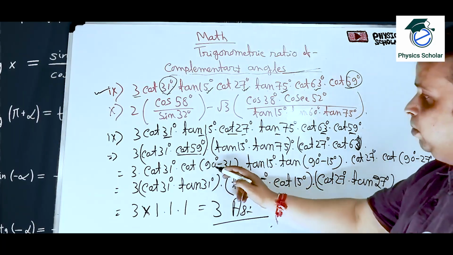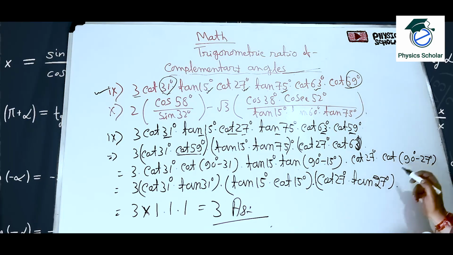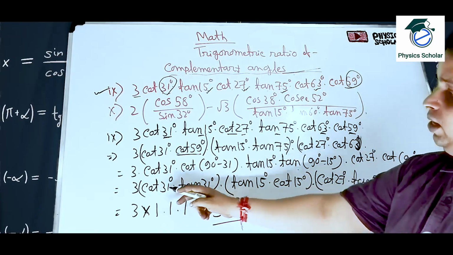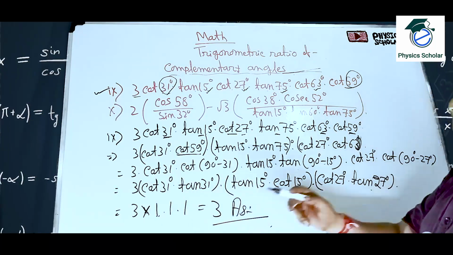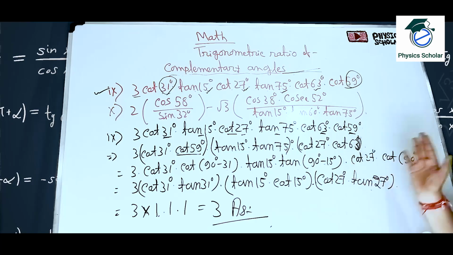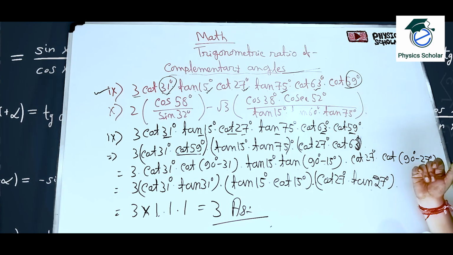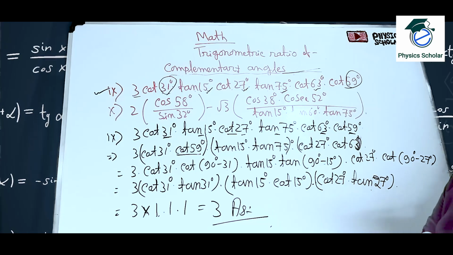So now cot(90 minus theta) means tan theta, tan(90 minus theta) means cot theta, and cot(90 minus theta) means again tan theta. So tan theta into cot theta, both angles are the same, that means it is 1. 3 into 1 into 1 into 1, that means 3. So that will be your answer. Students, very easy sum. Hope you can copy this, and hope you already understood this.